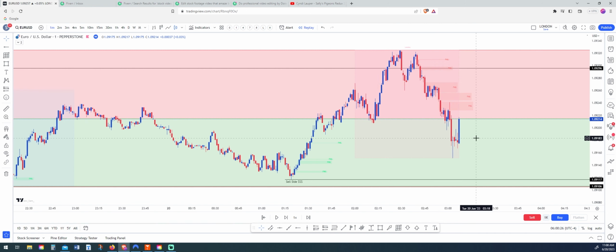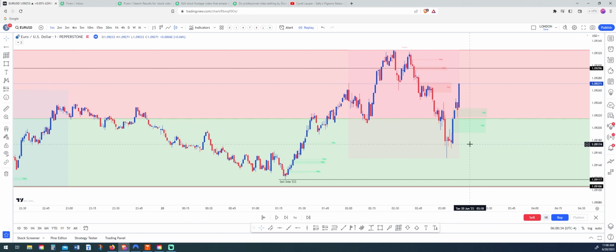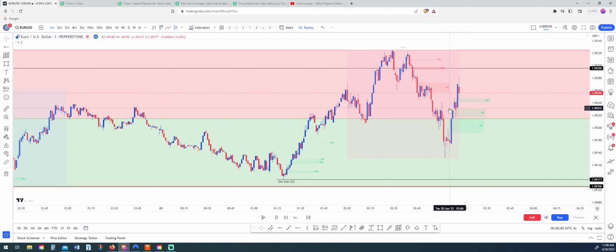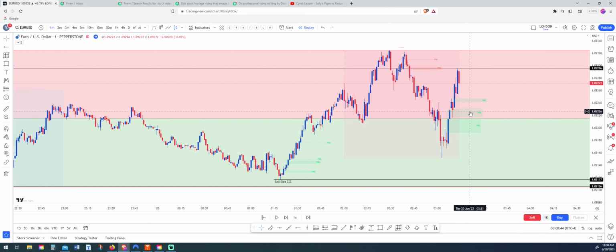Okay, so price is pulling back. I've had a break of structure now, bullish, leaving fair value gaps. Yeah, so we've broken this structure with displacement to the bullish side, so this looks like a buy. Let's see if we get a reversal here.